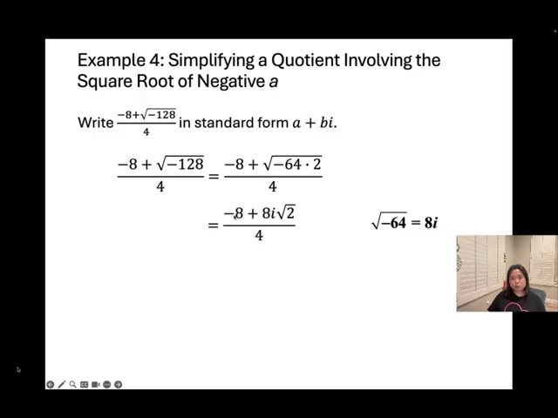and then we could factor out the 8 here, but you know on the denominator we only have a 4 to simplify. So I just factor out the 4 here. And then cancel out. So that would be my final answer. Okay, this is the standard form, a plus bi.